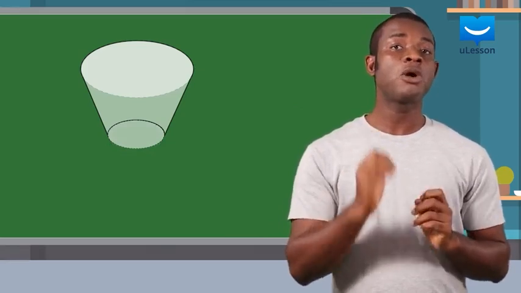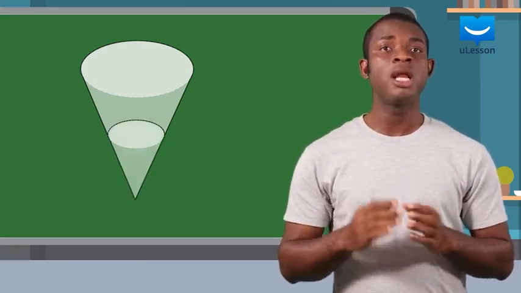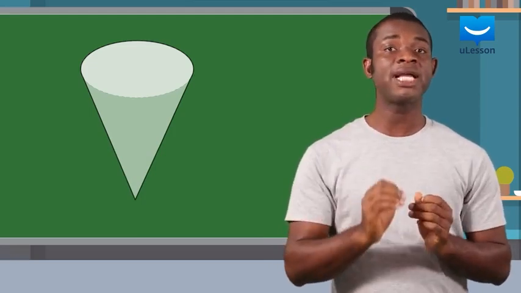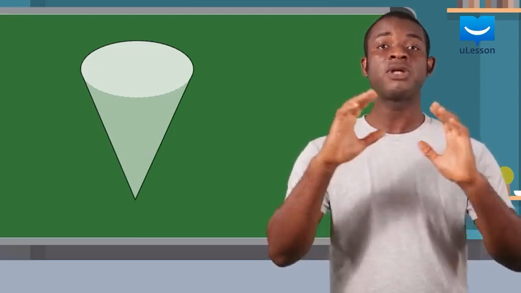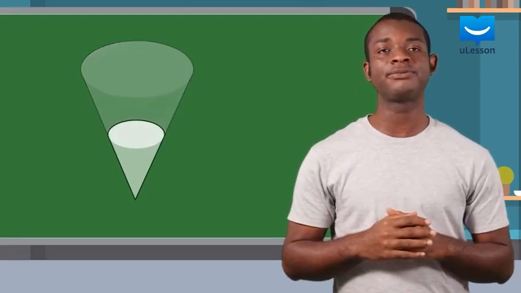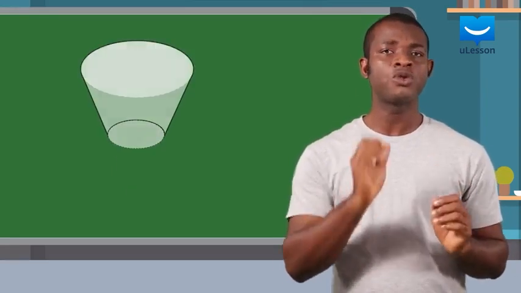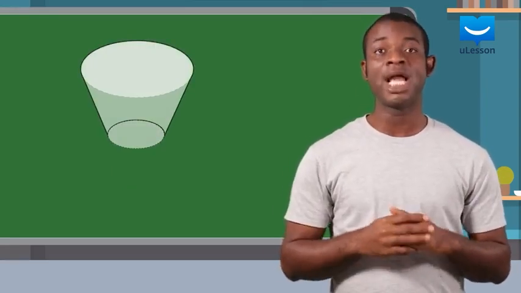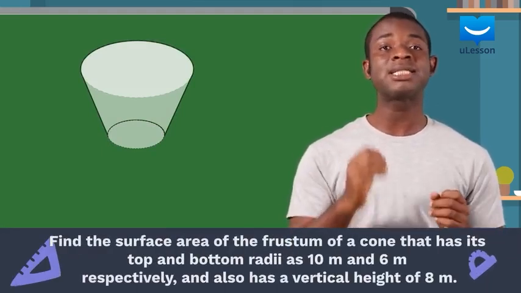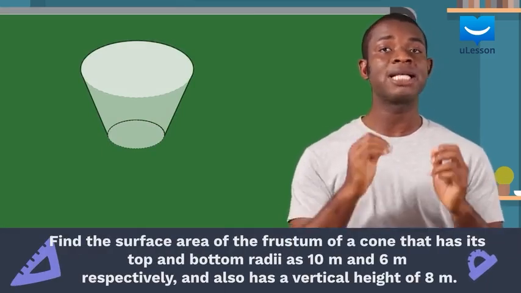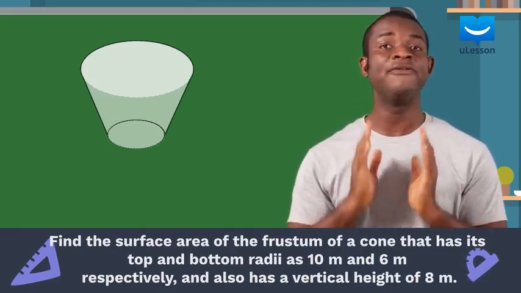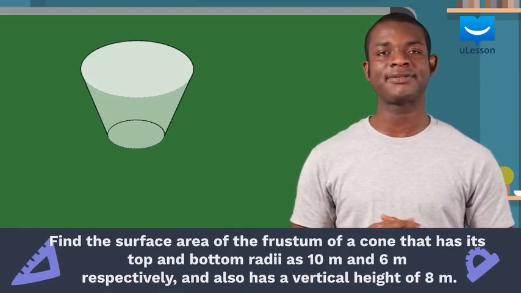In finding the curved surface area of a frustum, the whole cone has to be taken into consideration, as the surface area of the frustum will be the surface area of the entire cone minus that of the smaller cone. Let us solve a problem to understand this idea better. Let's find the surface area of a frustum of a cone that has its top and bottom radii as 10 meters and 6 meters respectively, and also has a vertical height of 8 meters.